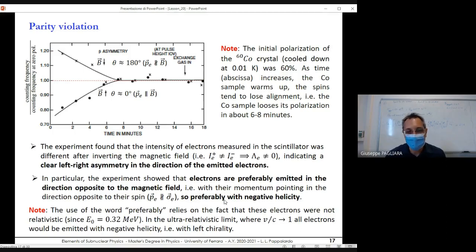So why am I saying here preferably? Because those electrons were not relativistic. Let me remind you that the energy available in the final state was only 0.3 MeV, okay? Being not relativistic, you can always find a reference frame which is faster than the electron, where the electron has a positive helicity, okay? That's why it was only the majority of them, but not all of them. And this depends on the ratio between B and C, so how much the electrons were relativistic.